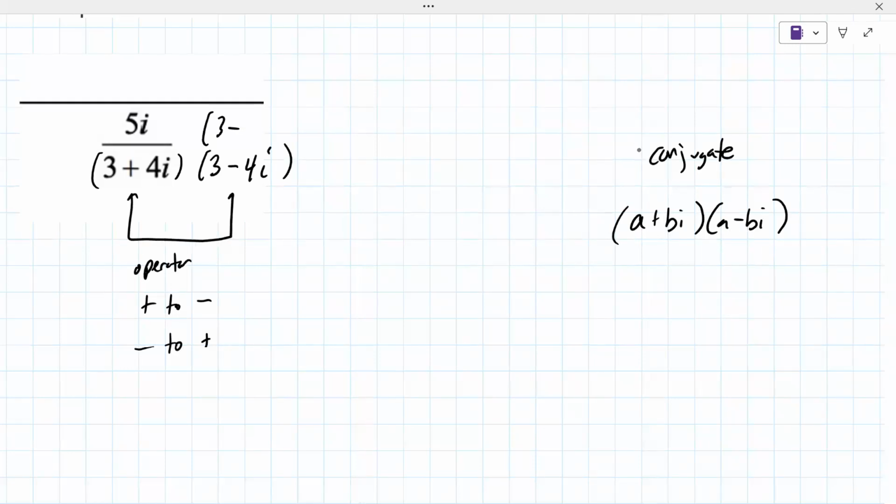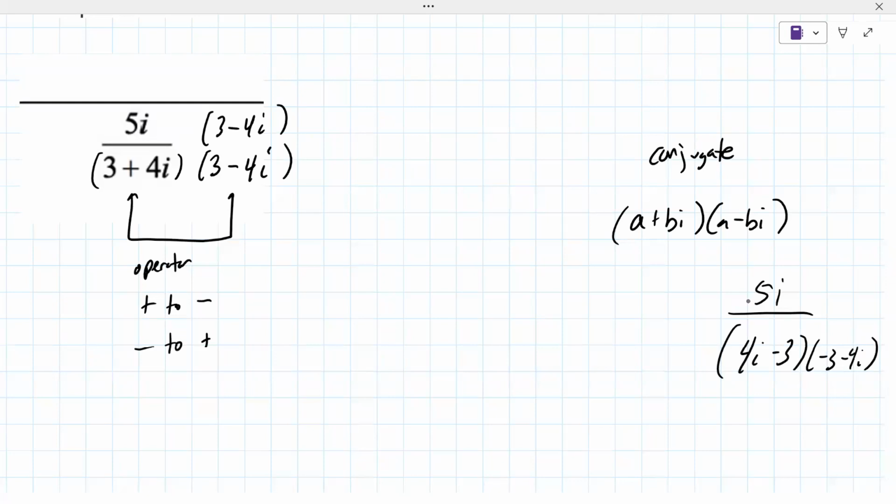So there could be a question where it's 4i minus 3 or something like that, and 5i over 4i minus 3, and you'd have to know that the conjugate is -3 minus 4i, which may not be obvious unless you rewrite it. So in that case, you just have to rewrite it to the correct form, and that's always a good strategy.